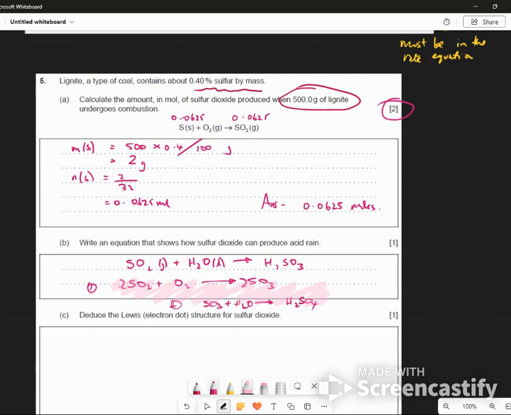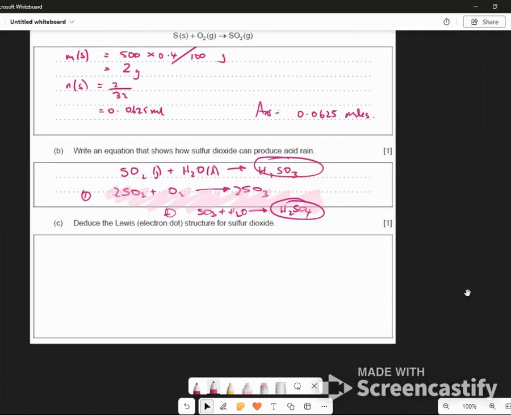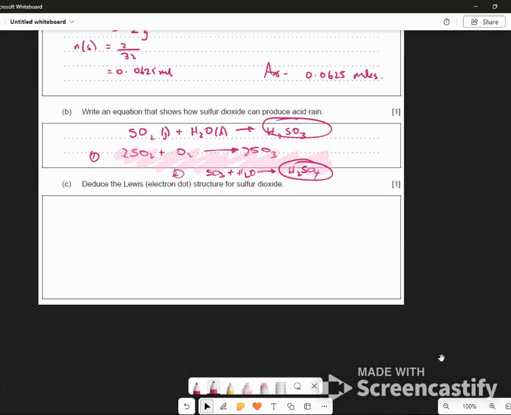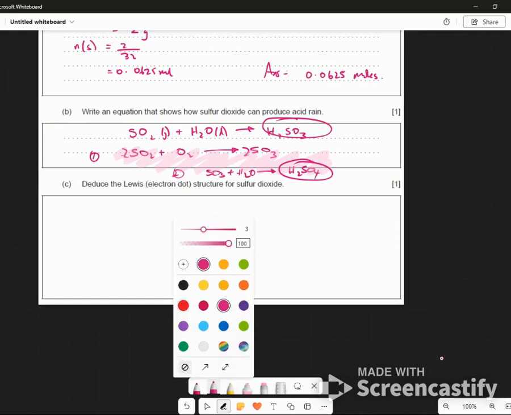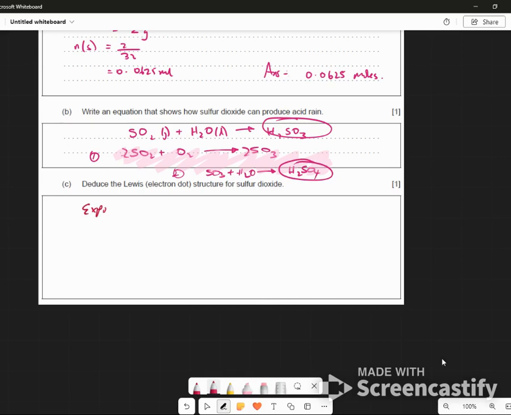So the majority of acid rain is sulfuric acid. But this is certainly in acid rain, so that's not a wrong answer. Did you draw the dot and cross diagram for sulfur dioxide, the Lewis structure? Now, what does sulfur dioxide look like? It has an expanded octet, doesn't it? Do you know what I mean by that?